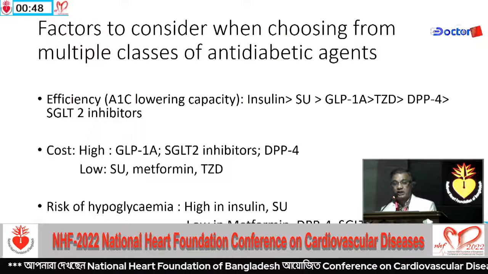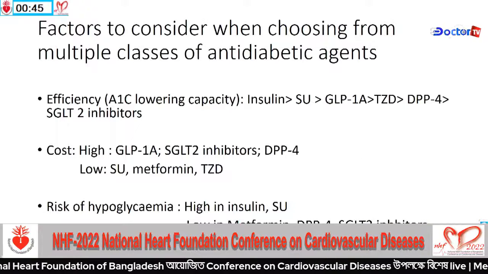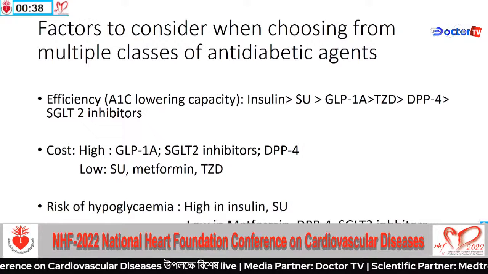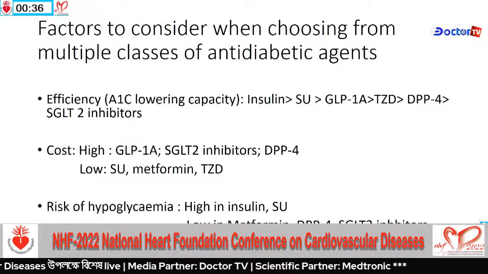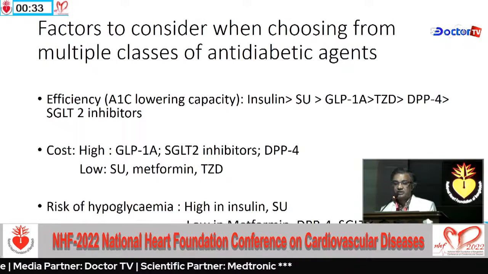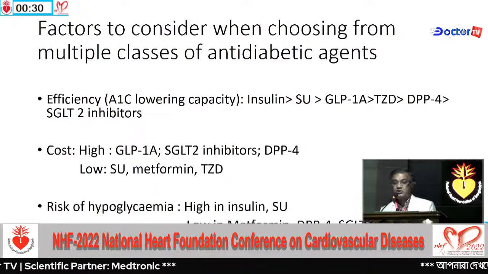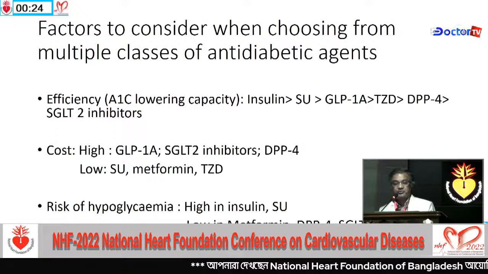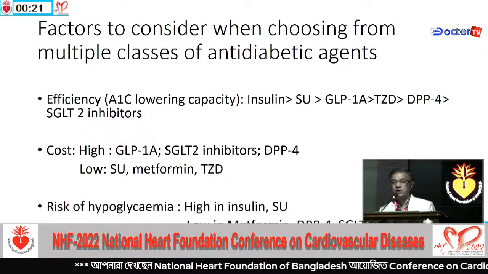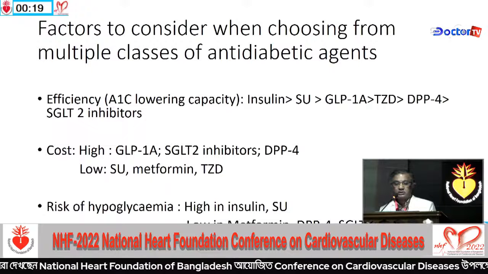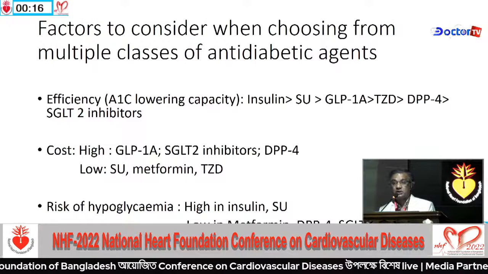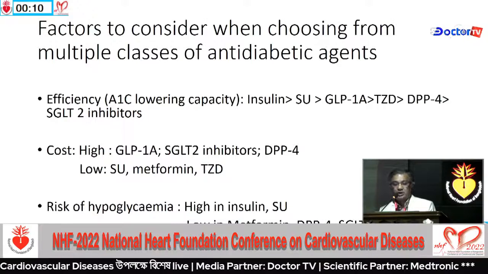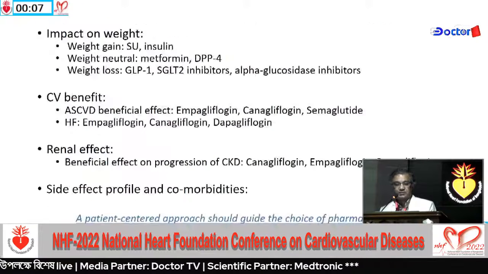Before taking the decision of the diabetic medical therapy, we have to think of a few factors: efficiency of the anti-hyperglycemic agents, the cost, especially in our perspective, and risks of hypoglycemia. If you look at the slide, insulin is the most effective, followed by sulfonylurea, GLP-1, thiazolidinedione, DPP-4, and SGLT2 inhibitors in terms of hemoglobin A1C reduction. Regarding cost, in our country, the GLP-1, SGLT2, and DPP-4 are all highly costly medicines. Regarding hypoglycemia, insulin and sulfonylurea are the notorious agents.